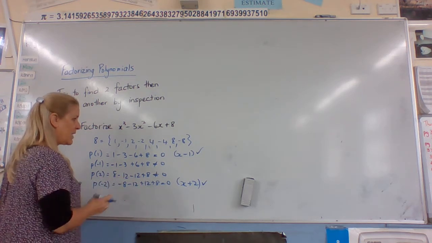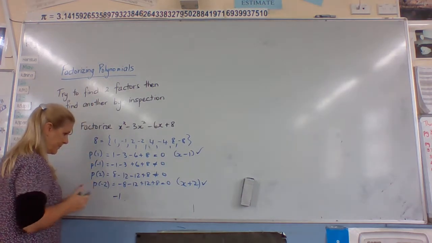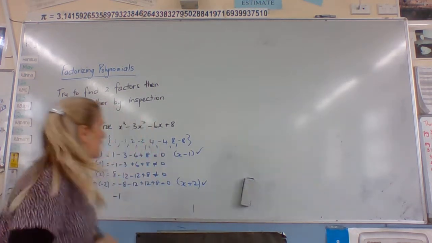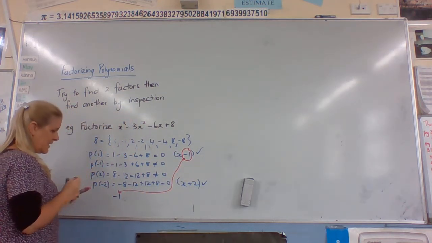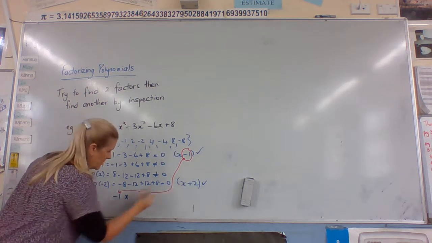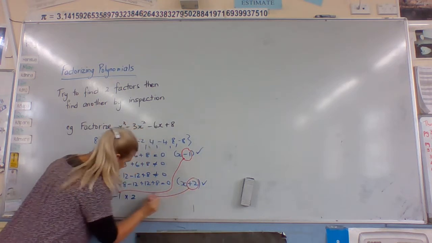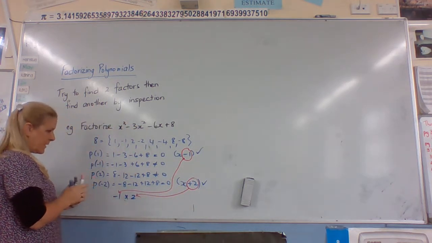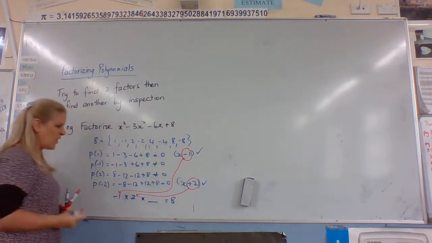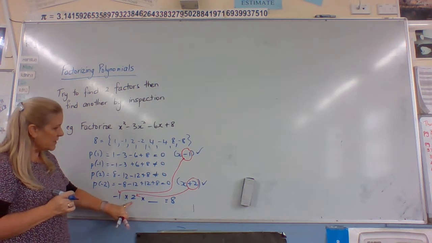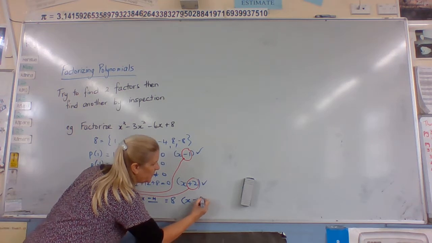The last one we're going to find by saying that negative 1, this one, times this one, 2, times something, equals 8. So what is negative 1 times 2 is negative 2, times negative 4. So my last factor is going to be x minus 4.